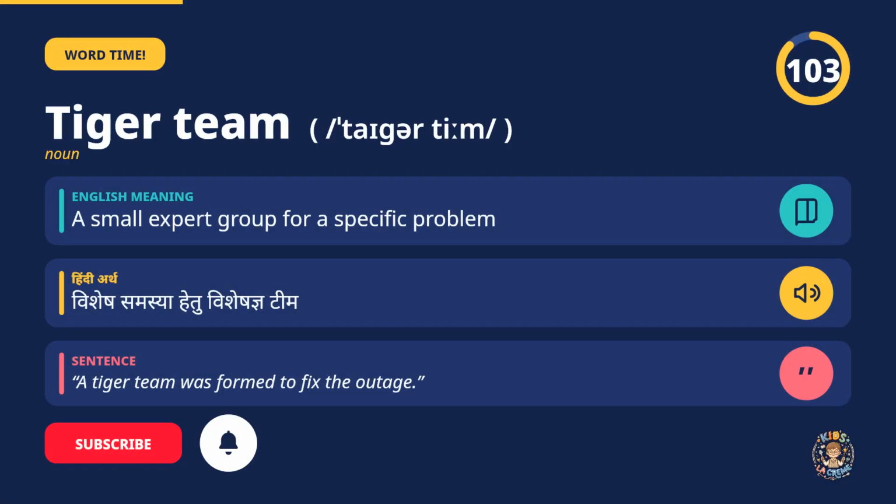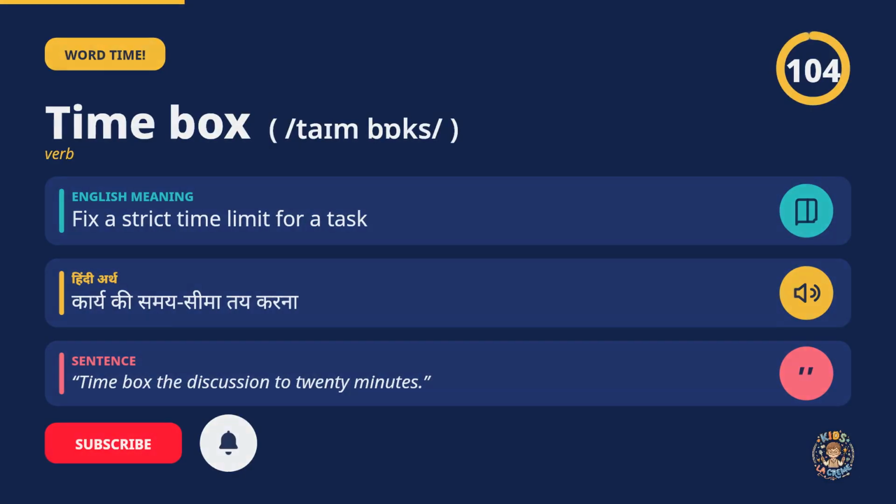Tiger team. A small expert group for a specific problem. A tiger team was formed to fix the outage. Time box. Fix a strict time limit for a task. Time box the discussion to 20 minutes.